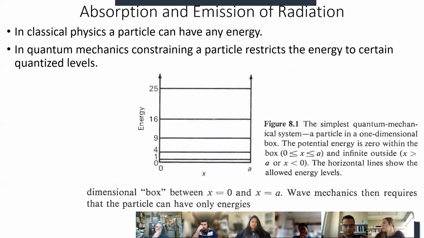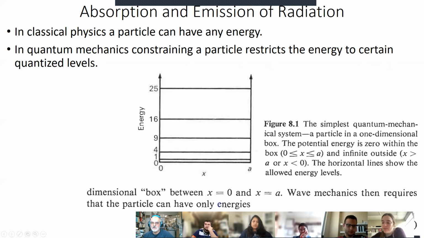of molecules. So the simplest introduction to this is what is known as the particle in a box, okay? In classical physics, a particle can have any energy. Why shouldn't it have any energy? In quantum mechanics, constraining a particle restricts the energy to certain quantized levels. So there is that quantized phenomena. Okay, so the idea is that the energy is quantized into levels.